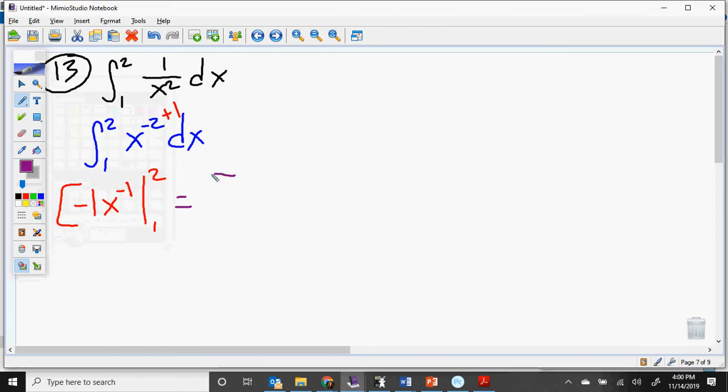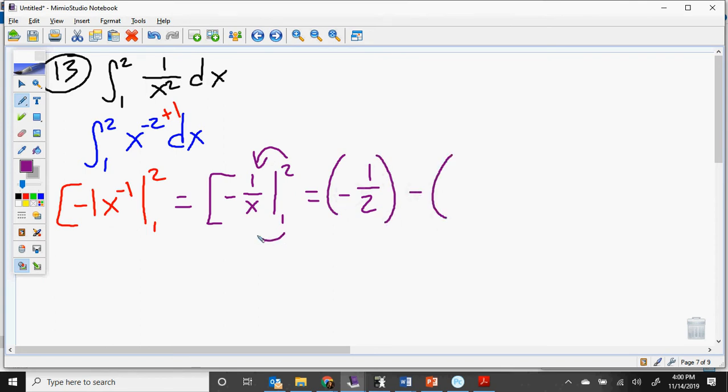I'm actually going to rewrite this before I start plugging in, because x to the negative 1 is 1 over x. So this is negative 1 over x from 1 to 2. So if I plug in the top number, I get negative 1 over 2 minus, plug in the bottom number, I get negative 1 over 1. So negative 1/2 plus 1. Well, negative 1/2 plus 1, same thing as 1 minus 1/2, which is positive 1/2, which is answer choice C.